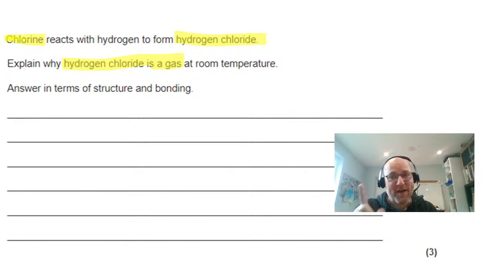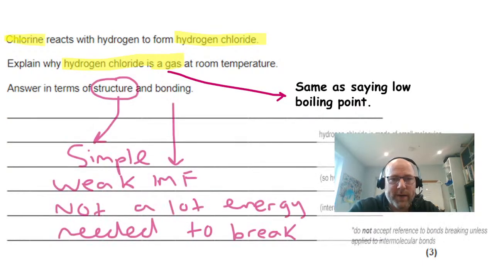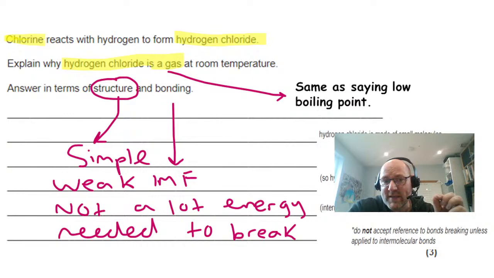Don't forget, covalent bonds are very strong. Don't mention that they're weak. Don't say weak bonds. You're going wrong if you start talking about weak bonds. So, saying it's a gas is the same question as saying why does it have a low boiling point. So it's simple, weak intermolecular forces, not a lot of energy needed to break them.